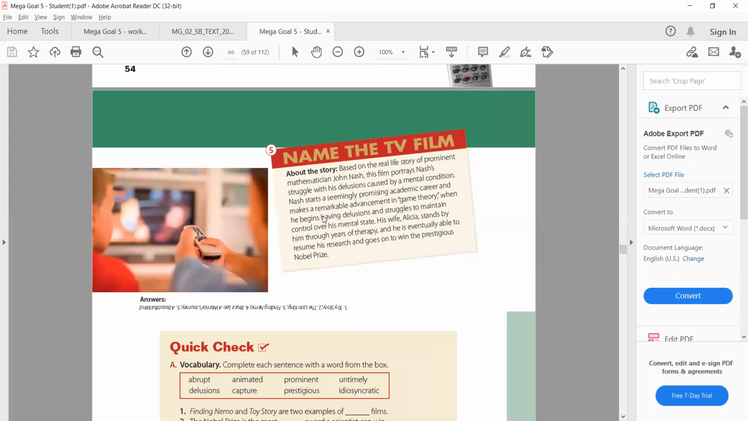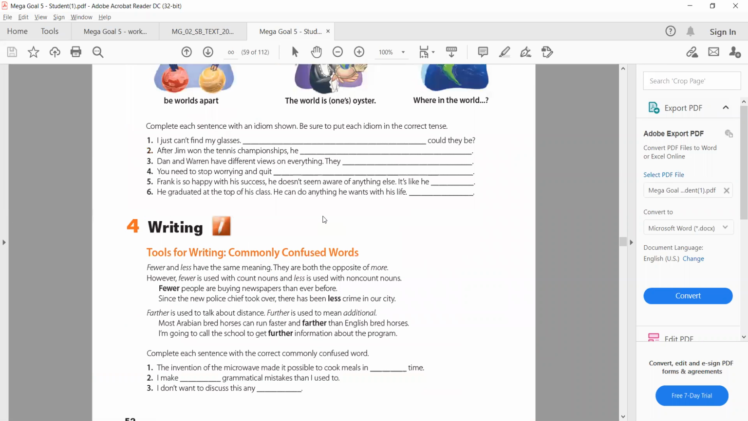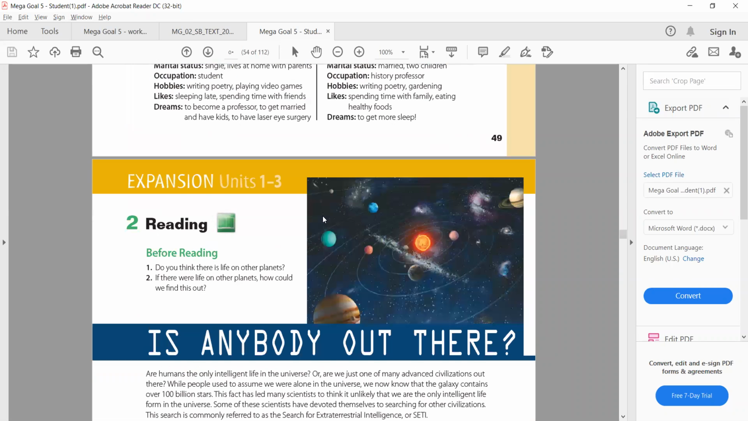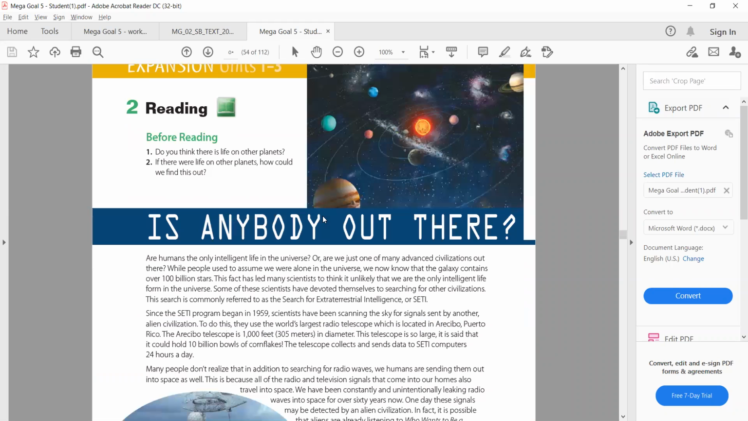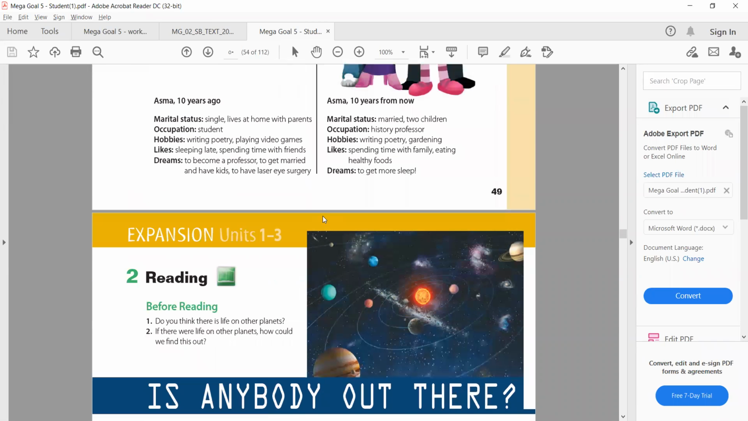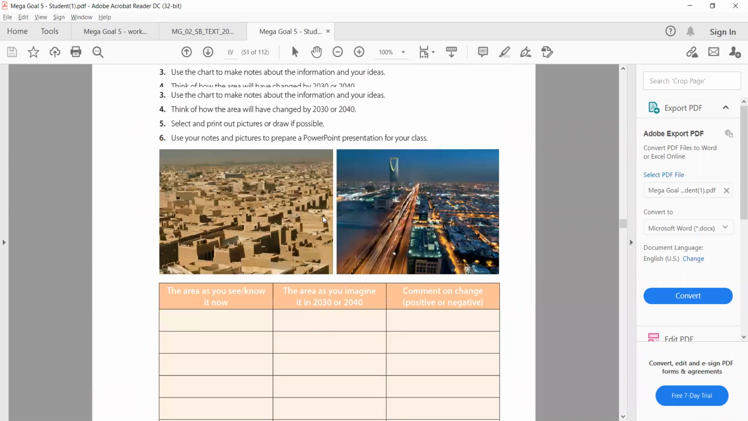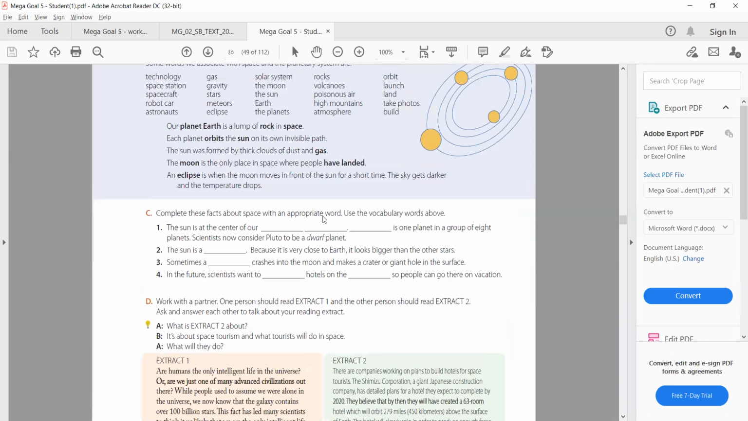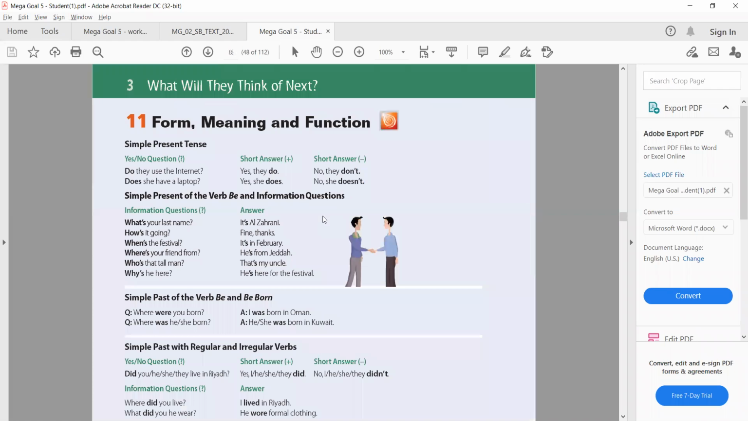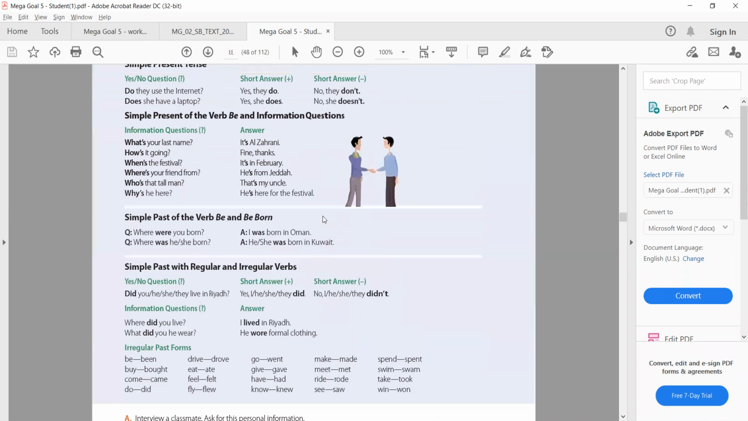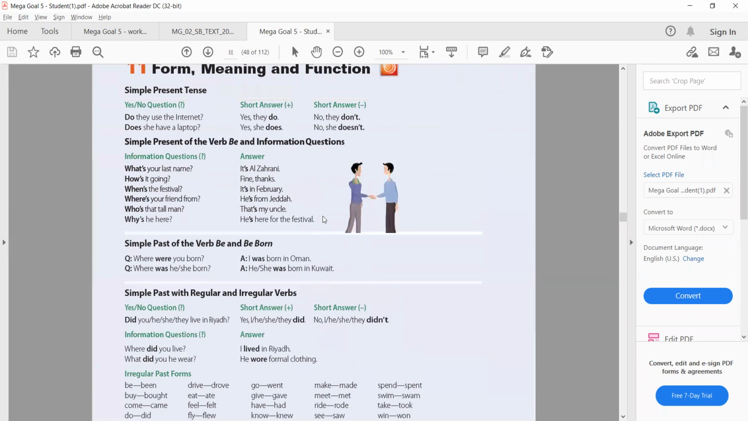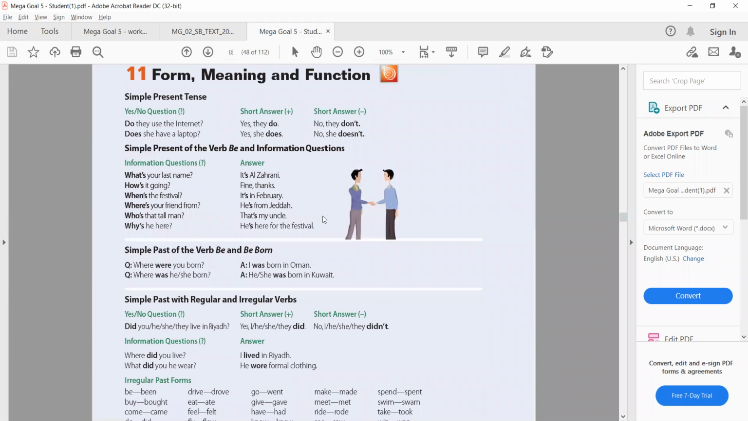Then we had this vocabulary, and then we're done with unit 4. Expansion units are not with us, Thalith. You don't have to study the expansion units 1 to 3. We don't have to study them. Here we have something very simple.